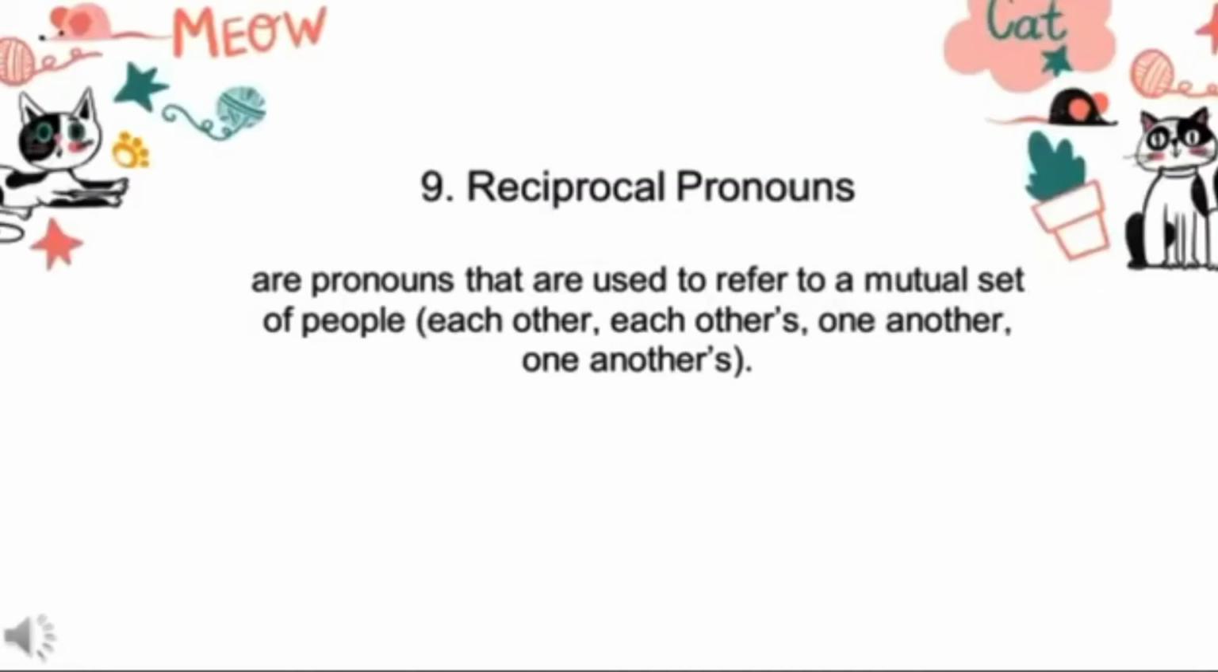And the last is reciprocal pronouns, which are pronouns that are used to refer to a mutual set of people: each other, each other's, one another, and one another's.